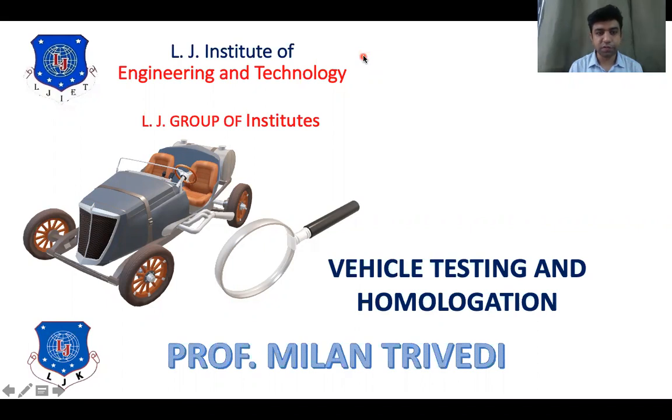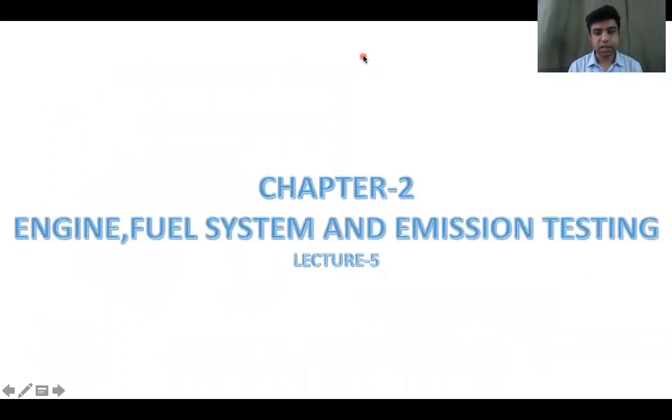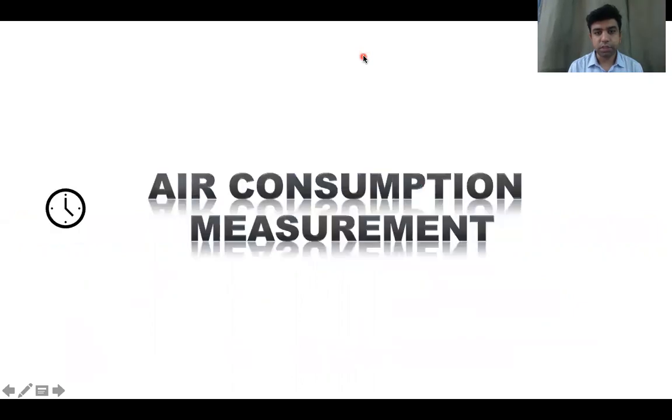This is our fifth lecture in the online lecture series, and we were discussing the second chapter of Vehicle Testing and Homologation, that is engine, fuel system and emission testing. In the last lecture, we covered the fuel measurement method as well as the speed measurement techniques. In today's presentation, we will start with the air consumption measurement.